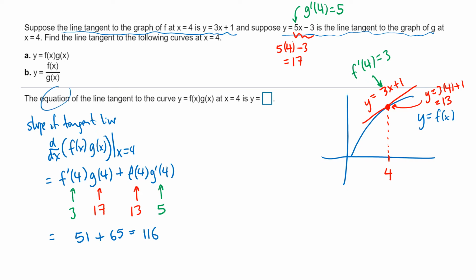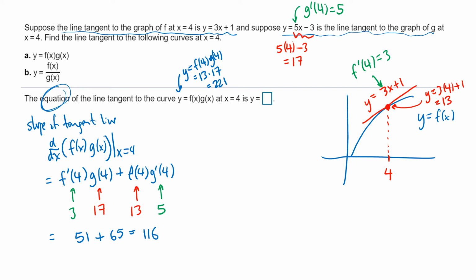Now, unfortunately, they're asking me for the equation of my tangent line, so I also need the y value. My y value is going to be f of 4 times g of 4. F of 4 we figured out was 13. G of 4 we figured out was 17. And 13 times 17 works out to be 221.